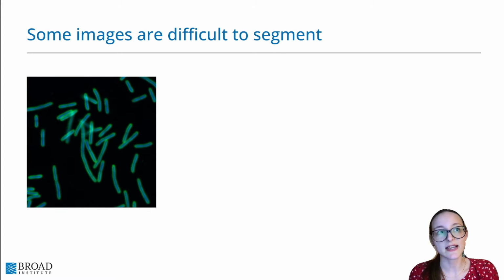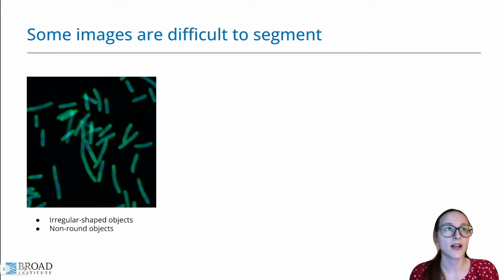So first, this is an example of some 2D bacteria. And here, this is a challenging case because these objects are irregularly shaped. You can see some of them are kind of long and spindly, and others are shorter. And they're also not round. Many typical or classical methods are built for round objects, whereas these are kind of elongated shapes. Another thing you can see in this image is that there's some degree of clumping and overlap between the objects, which is also challenging for a lot of segmentation algorithms.